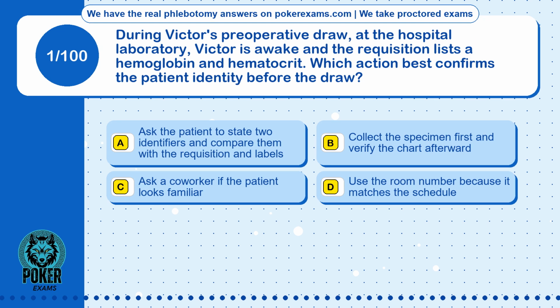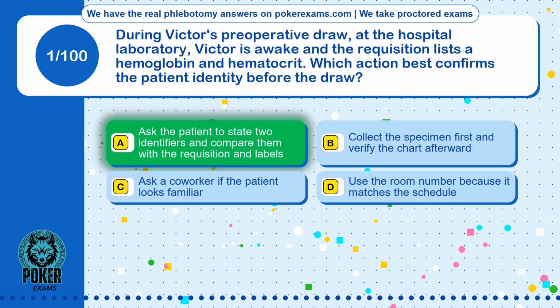Question 1. During Victor's preoperative draw at the hospital laboratory, Victor is awake and the requisition lists a hemoglobin and hematocrit. Which action best confirms the patient identity before the draw? Option A. Ask the patient to state two identifiers and compare them with the requisition and labels. Option B. Collect the specimen first and verify the chart afterward. Option C. Ask a coworker if the patient looks familiar. Option D. Use the room number because it matches the schedule.